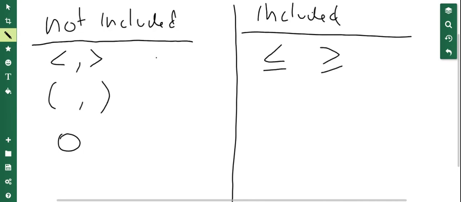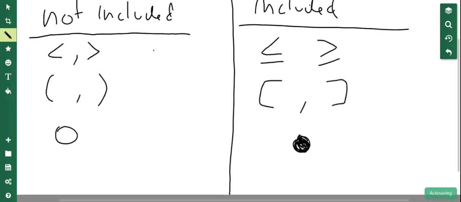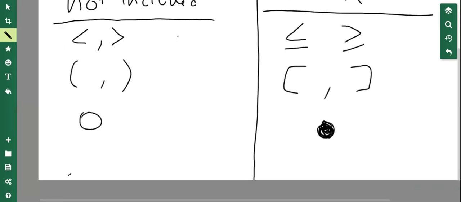Greater than or equal to, less than or equal to. We use brackets, and then we use a circled or filled-in circle. If we were to graph these, which I think eventually we will learn how to graph, the lines when we graph have to be dotted.